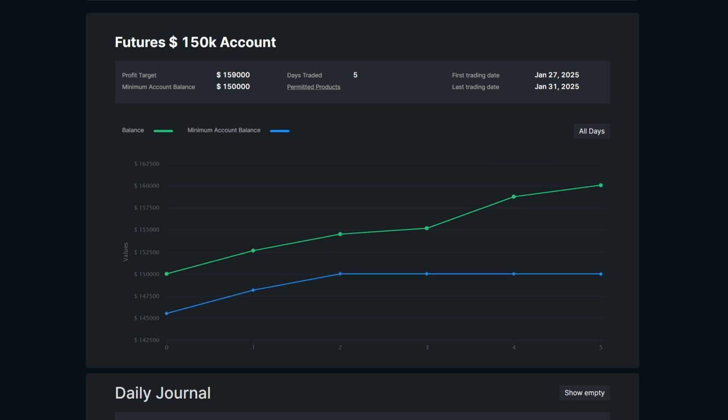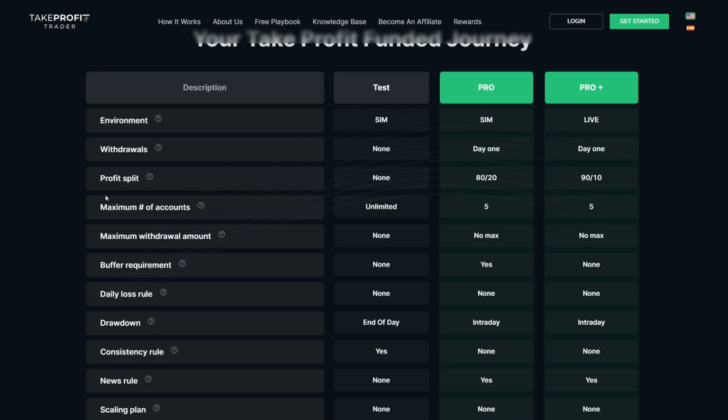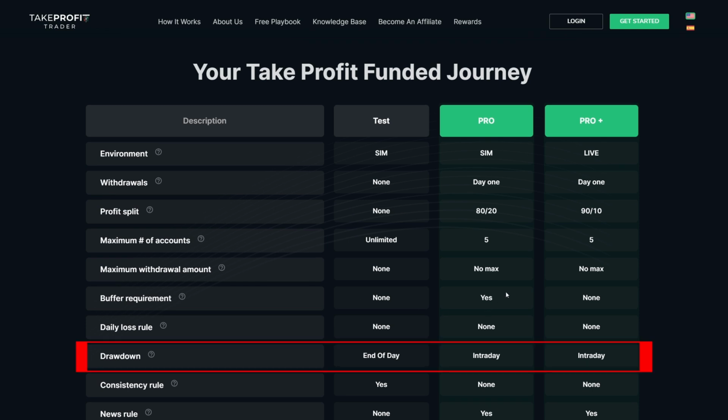Now, let's talk about the other reason why I think the 150K account is better, because when we look at the 50K account, we only get $2,000 of drawdown. However, when we look at the Pro Plus account, keep in mind the account then switches from an end of the day trailing drawdown to an intraday trailing drawdown. Now, if you want to learn about the intraday trailing drawdown and how to beat it, then make sure to watch this next video right here.